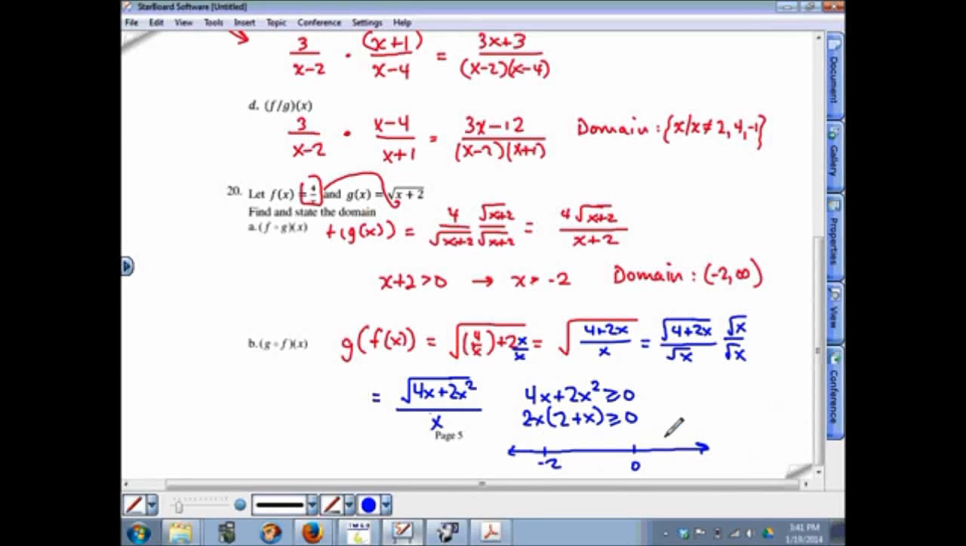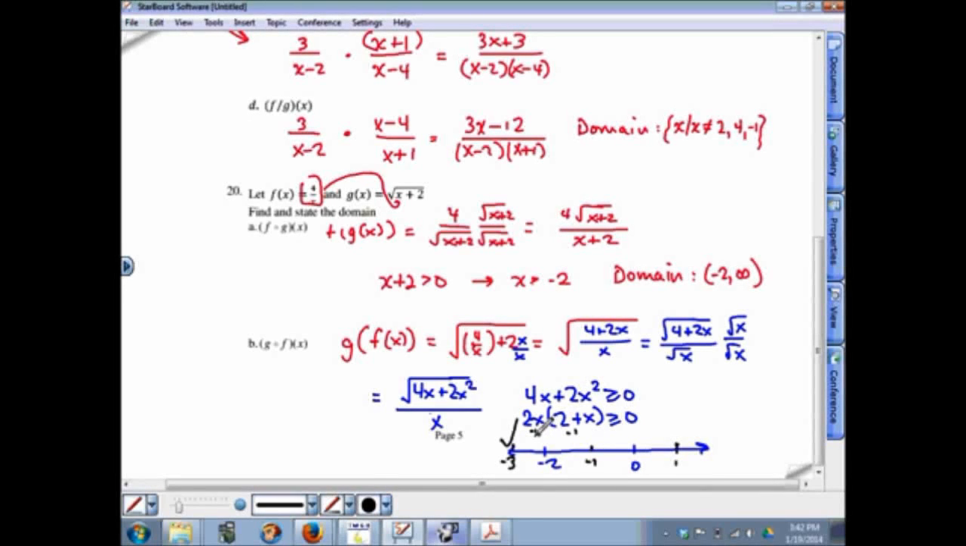Then you choose test points in each interval. For example, let me do this in a different color here. -1 could be a test point, 1 could be a test point, and -3 could be a test point. Now if you plug in -3, 2 times -3 is -6. 2 plus -3 is -1. -6 times -1 is 6. 6 is greater than or equal to 0. So this interval checks out because the test point worked.